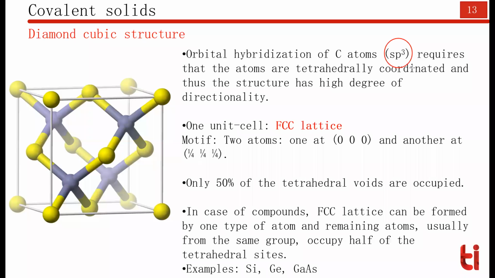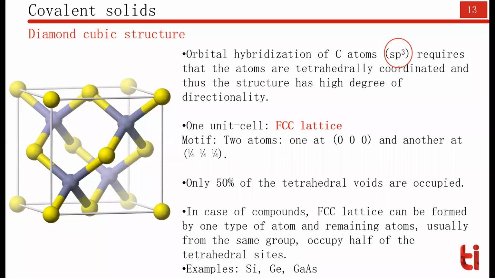So what is the diamond cubic structure? The diamond cubic structure is basically the FCC lattice with, out of the 8 tetrahedral sites, 4 occupied by an atom. If it is diamond, then the atom occupying the tetrahedral site and the lattice site are the same carbon atom. And if it is some other material, then the lattice atom and the atom sitting at the tetrahedral sites might be different.